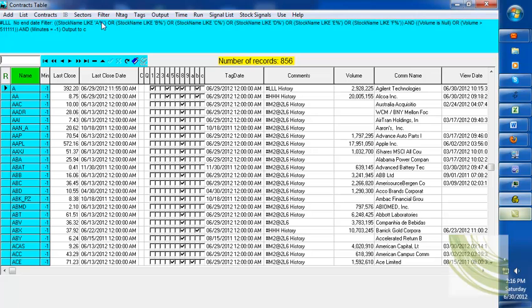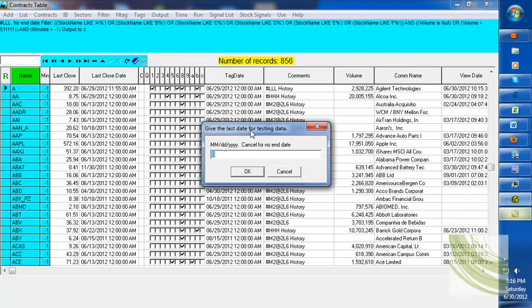Okay, contracts. Count 856, good number. And what I'm going to do is tell the computer to make believe that today is right around the last day of the year. Now let's just do 01/02/2012. This isn't hard. So all we do is do that.